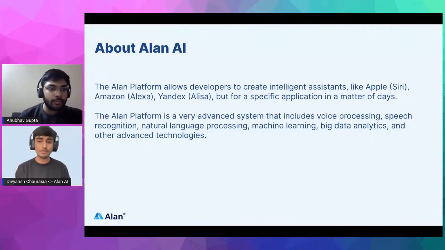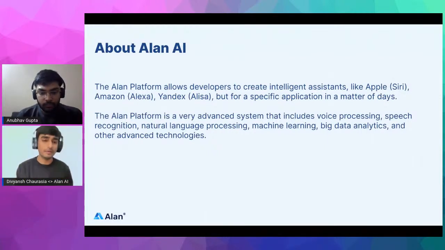We are all familiar with the smart assistants around us, like Apple Siri, Amazon Alexa, Google Assistant, and many more. But with Allen AI, you can add all the smart AI assistant capabilities into any mobile or web application. Think of adding a voice assistant in Zomato, Myntra, or any application, and you can easily improve the user experience by adding voice capabilities. With the Allen SDK, you can achieve all these things. The Allen platform is a very advanced system that includes voice processing, speech recognition, natural language processing, and much more.